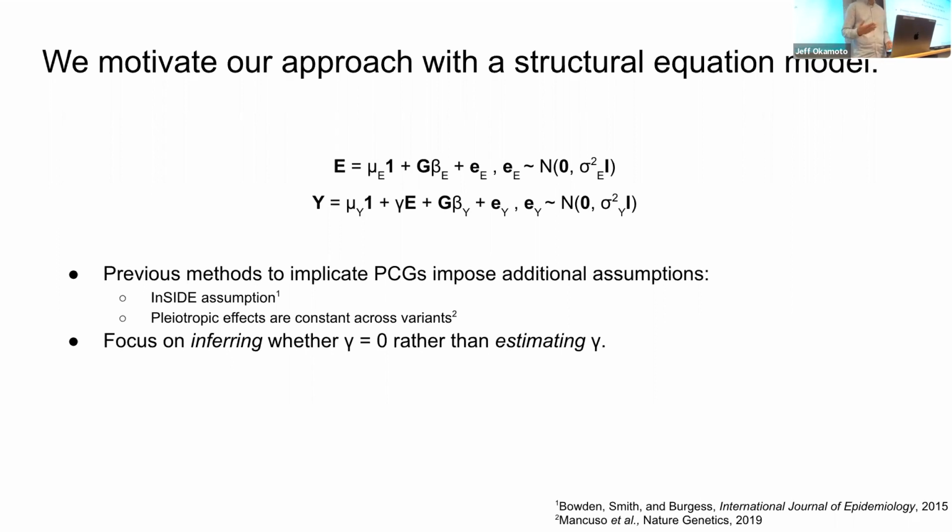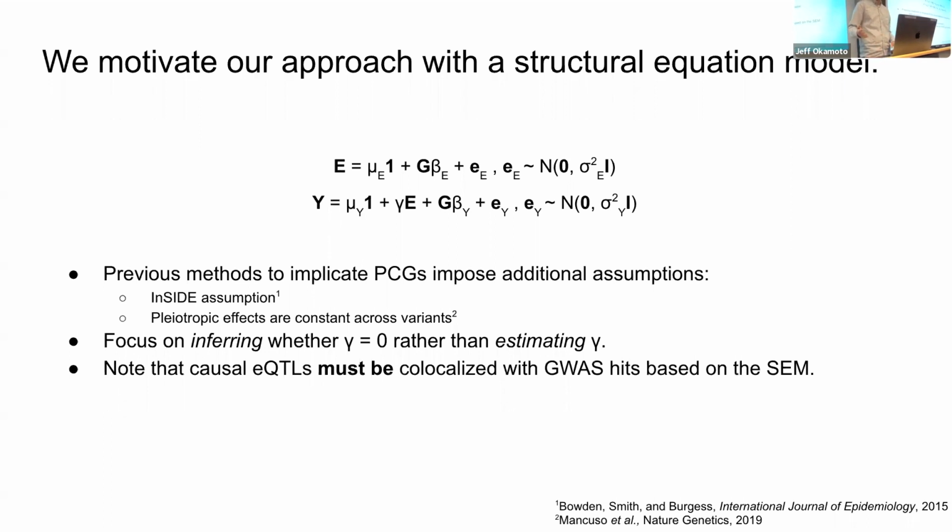And the way that we do that is focusing more on inferring whether your expression to Y effect is 0 rather than trying to estimate it. So as a springboard jumping off point for our method, we're going to first observe that the causal eQTLs must be colocalized with the GWAS hits based on our SEM.